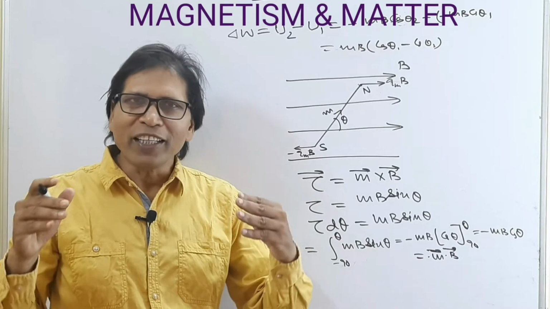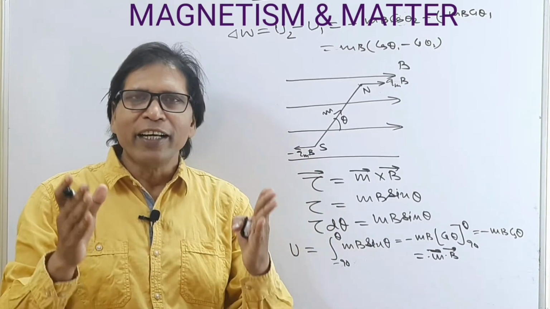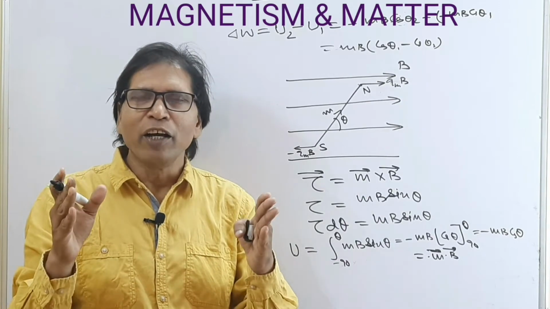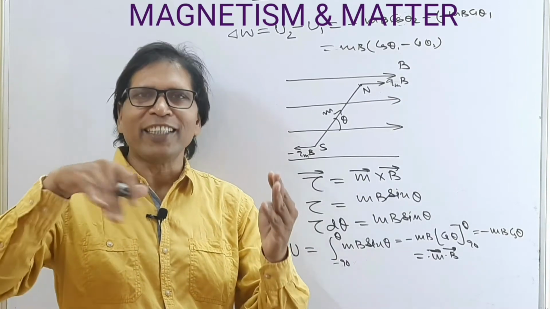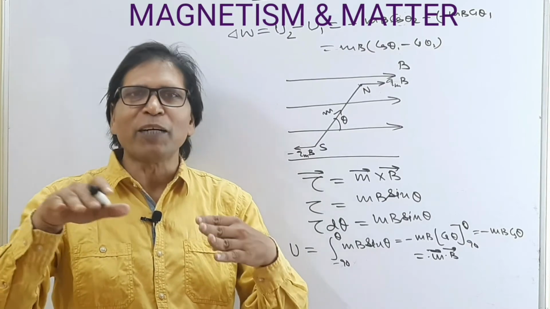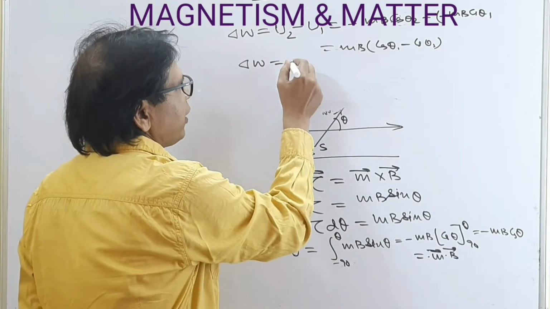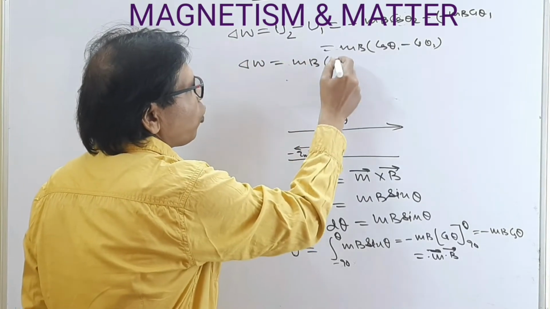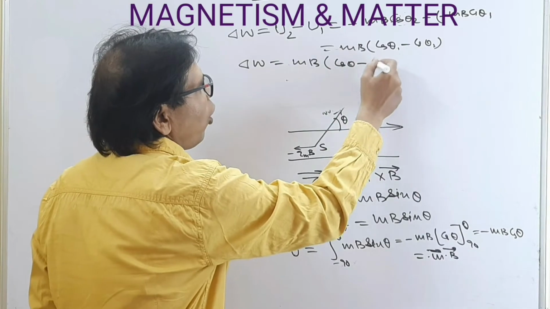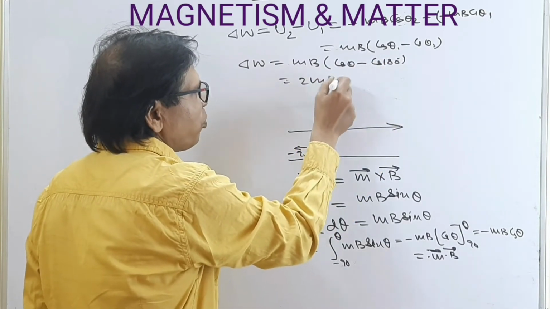Now, what is the maximum work done? If a magnet turns from 0 degrees to 180 degrees, that is, from the stable position to the completely unstable position, then the work done ΔW becomes MB into (cos 0 minus cos 180 degrees). So this is twice M into B.